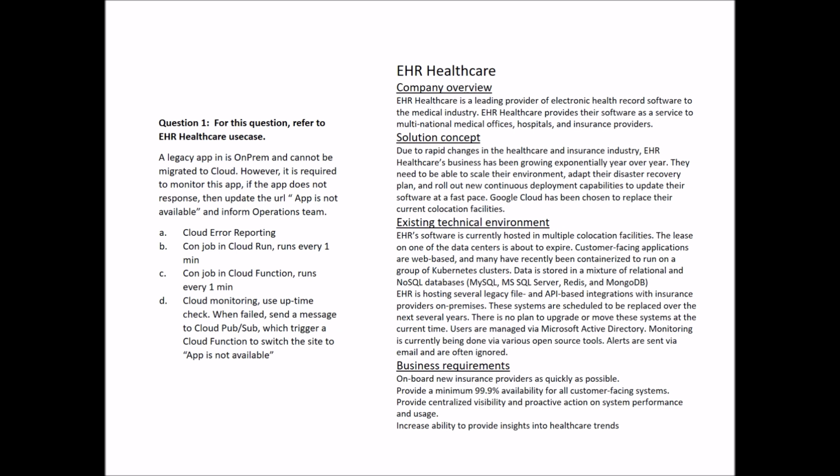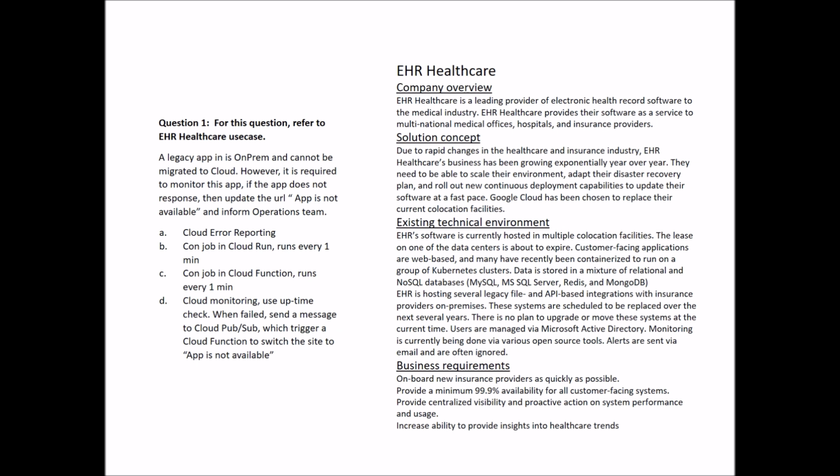And now let's look into the question detail. A legacy app is on-prem and cannot be migrated to the cloud. However, it is still required to monitor this app. If the app is not responding, then update the URL to say the app is not available and inform the operational team. For options: using Cloud Error Reporting; using a cron job in Cloud Run every minute; using a cron job in Cloud Functions, also run every minute; and finally, using Cloud Monitoring with uptime check.